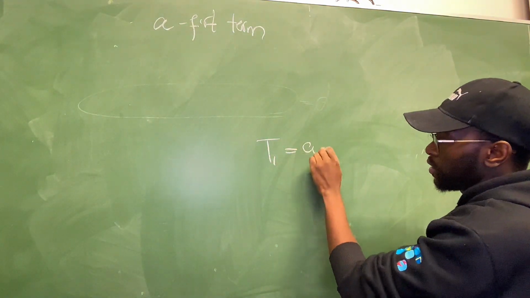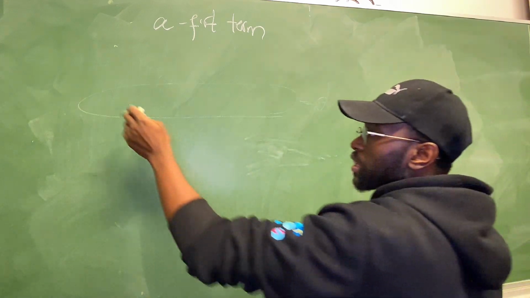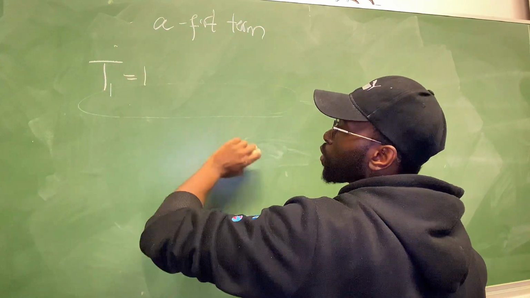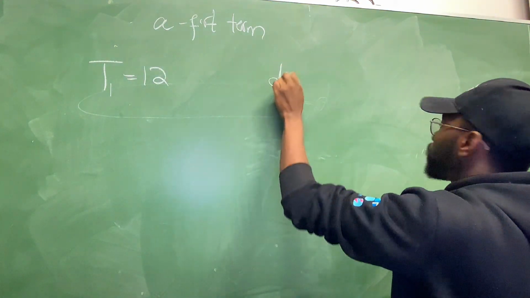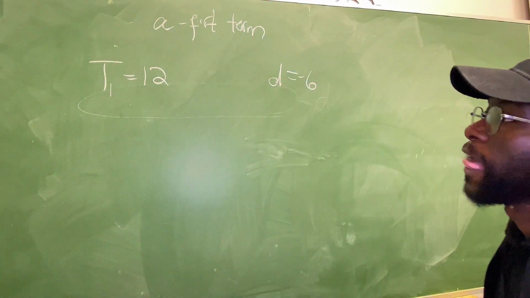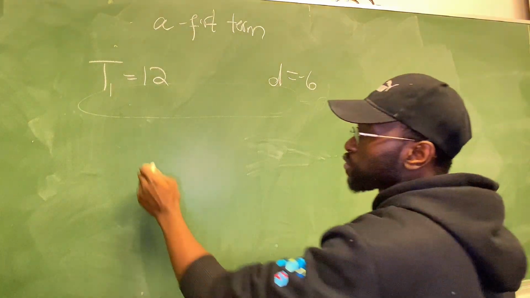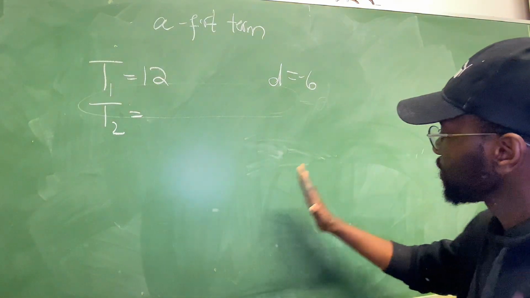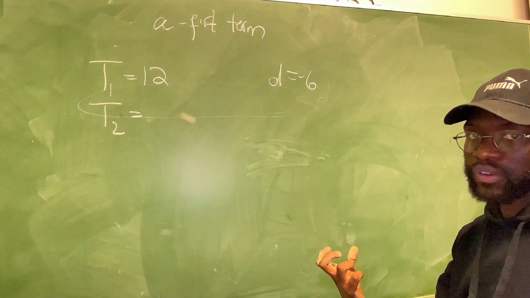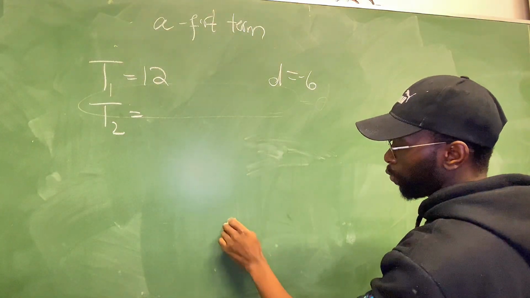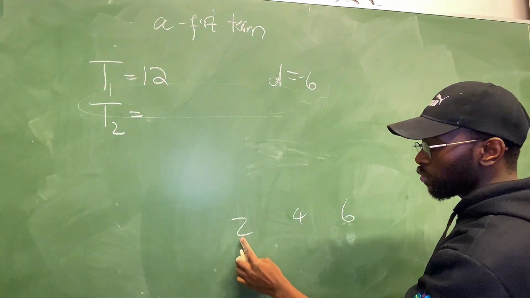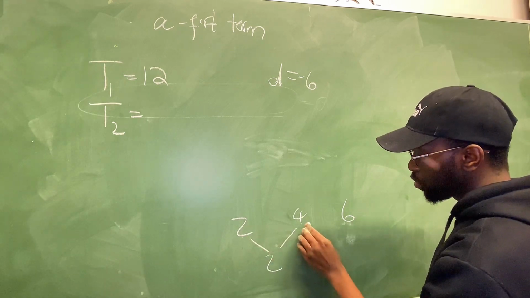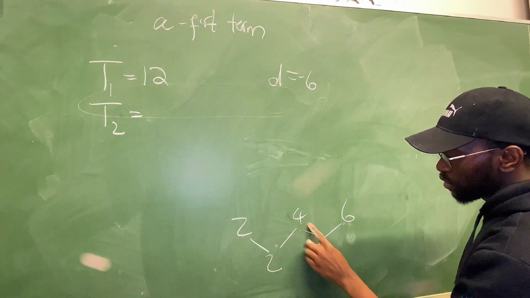T1 is A. Now, let's say we have our T1, which is A, is equal to 12, and we have a common difference of minus 6. How do we find term 2? To find the second term, you add the common difference. So we said if you have 2, 4, 6, from this value to get to the following value, we will add 2. To get to the second value, we will add 2.